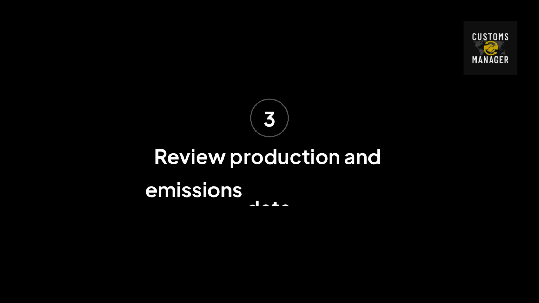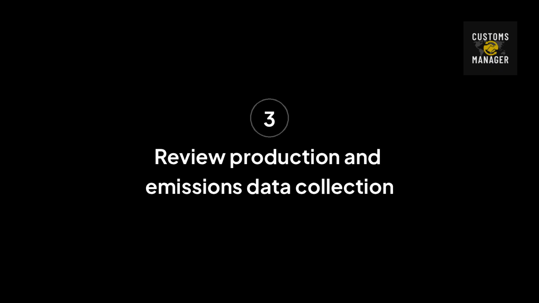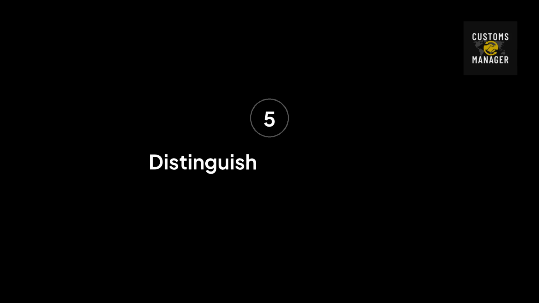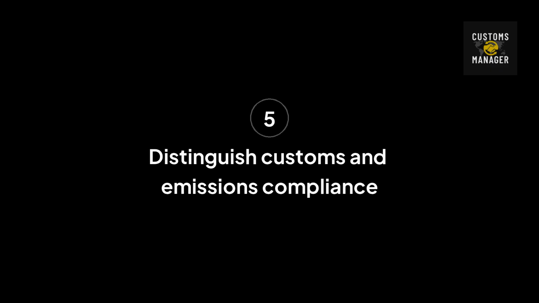Third, review how production and emissions data are collected and retained. Fourth, check that the information supplied to your customs and CBAM teams is consistent. And fifth, make sure your compliance procedures distinguish between customs information and the additional emissions information required for CBAM.